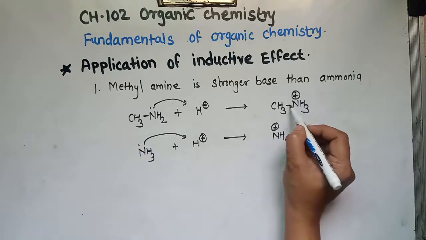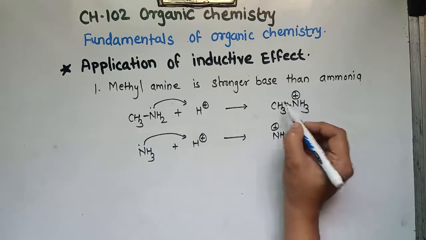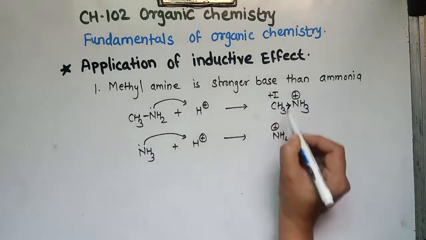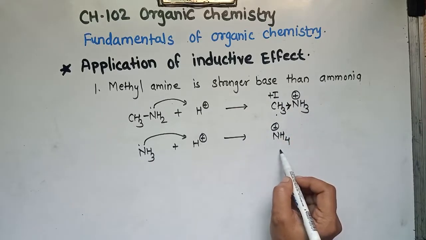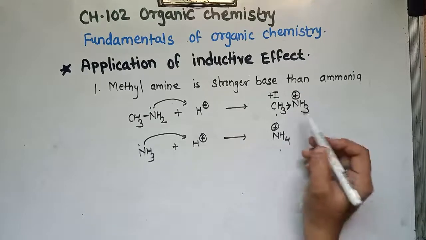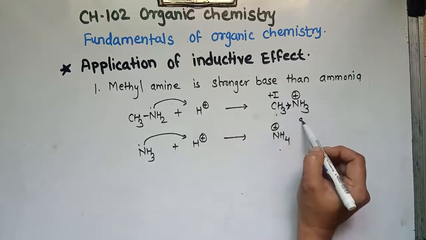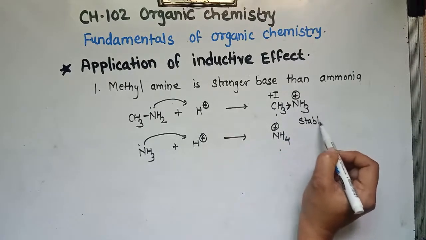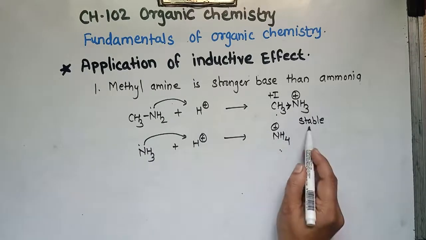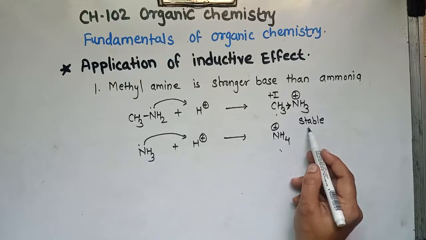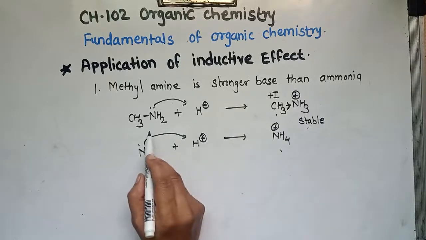So in this case, this conjugate acid is stabilized by the plus I effect. This CH3 group shows the plus I effect, while here there is no plus I effect. Due to this plus I effect, this conjugate acid is stable. It is more stable than this one. Hence, as the conjugate acid is stable, that compound shows strong basicity. Hence, methylamine is a stronger base. Okay, this is one thing.